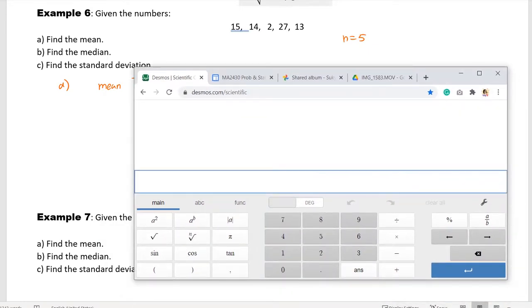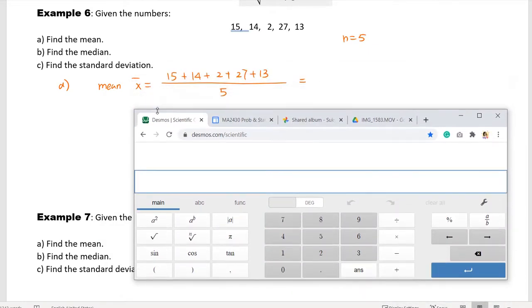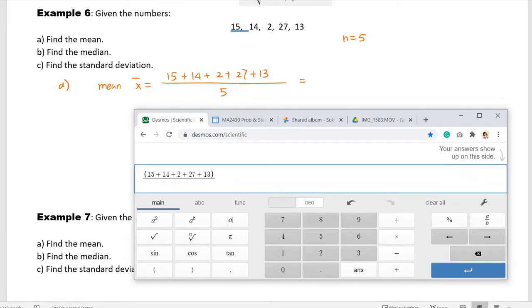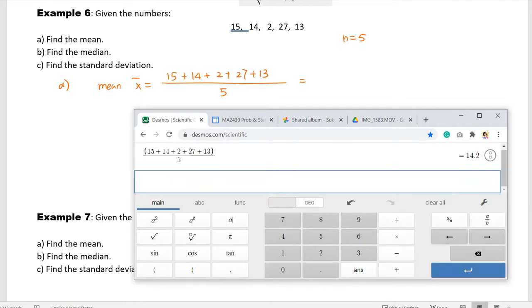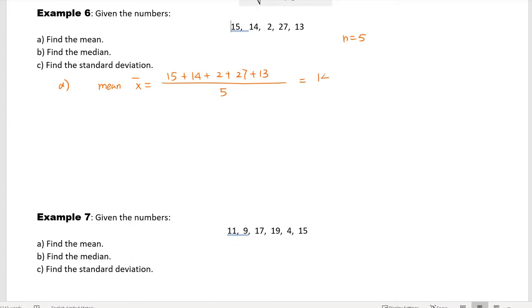So let's see. We have 15 plus 14 plus 2 plus 27 plus 13, in parentheses, divided by 5. Do you see 14.2 is the answer? That's the mean, 14.2.